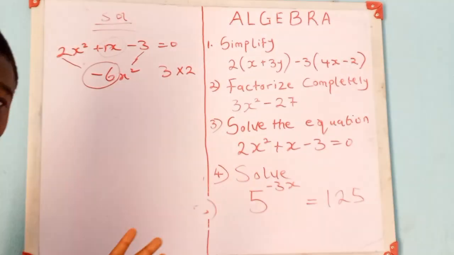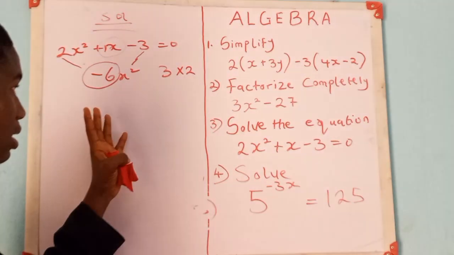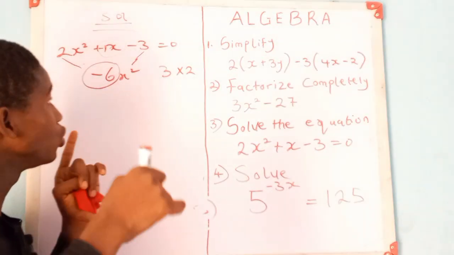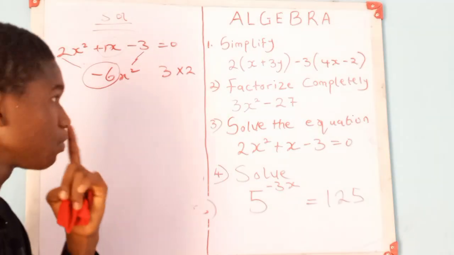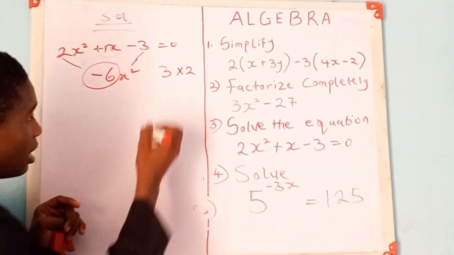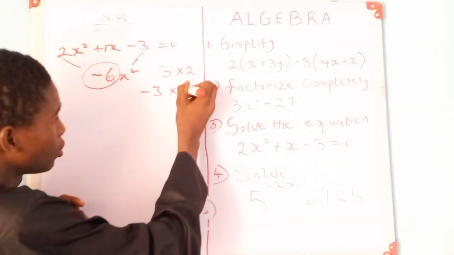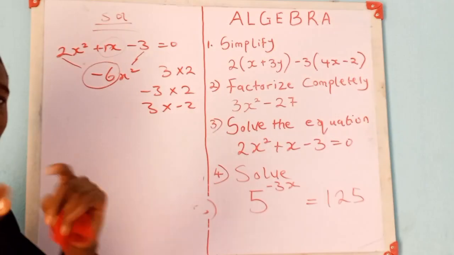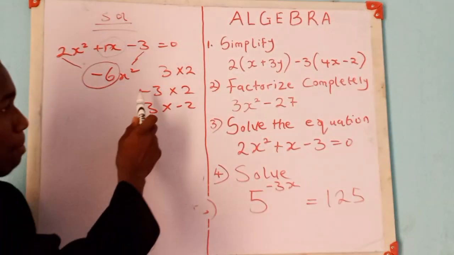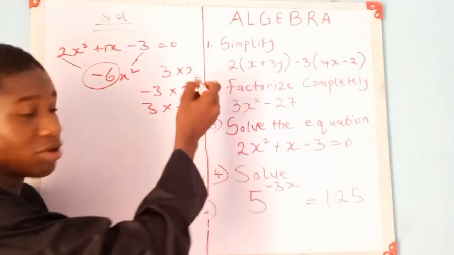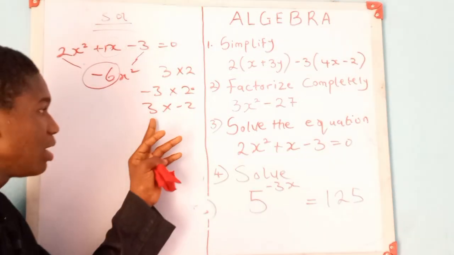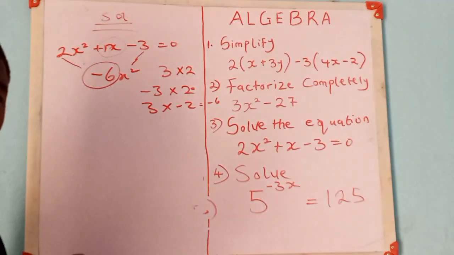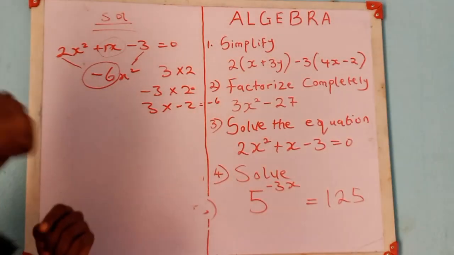So 3 and 2 can give me 6, but not minus 6. So now, the problem is, where are we going to put our subtraction? I'm going to show you two instances. If I have minus 3 times 2, and I have 3 times minus 2. Let's check something real quick. Minus 3 times 2 is going to give me minus 6, right? 3 times minus 2 is still minus 6. But before you choose one, which of them can be added to get 1?